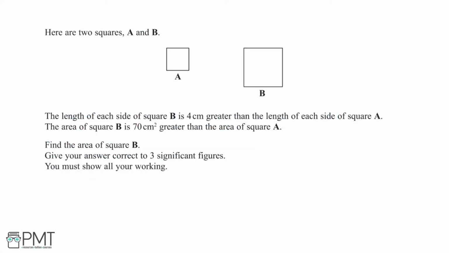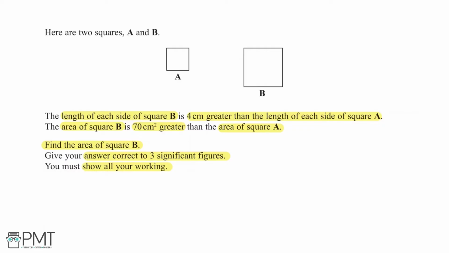We have been given 2 squares A and B. We are told the length of each side of square B is 4 centimeters greater than the length of each side of square A, and the area of square B is 70 centimeters squared greater than the area of square A. We need to find the area of square B, giving our answer correct to 3 significant figures and showing all of our working. This question is worth 3 marks.